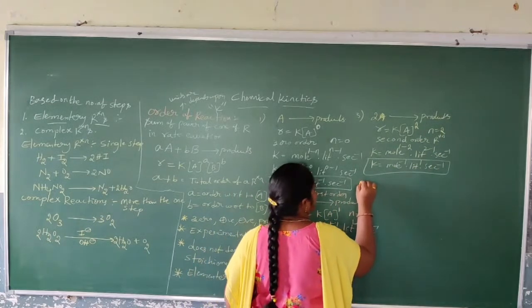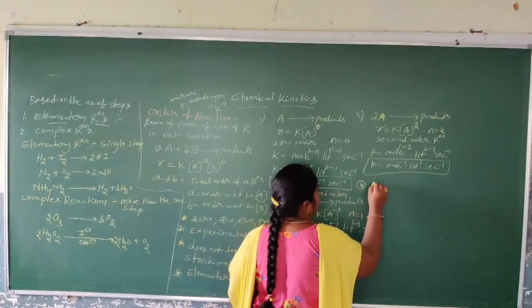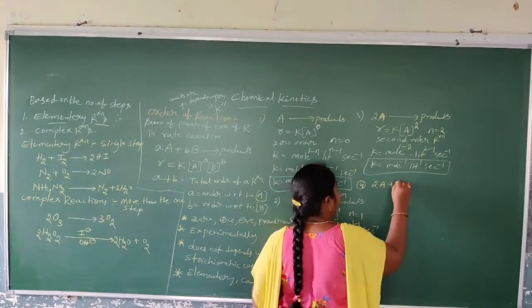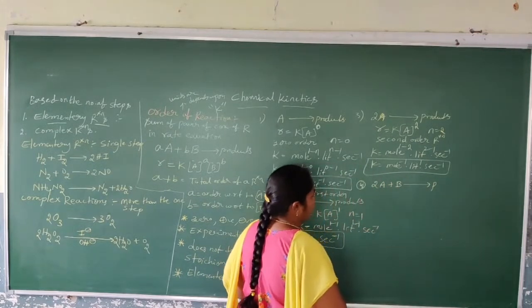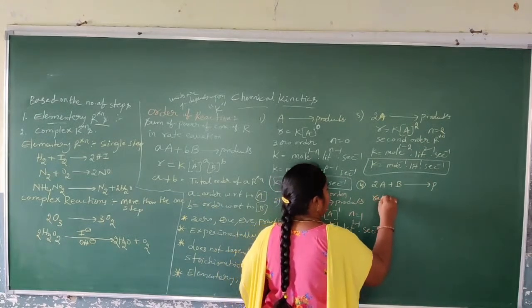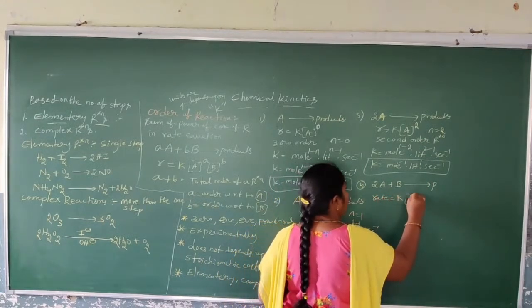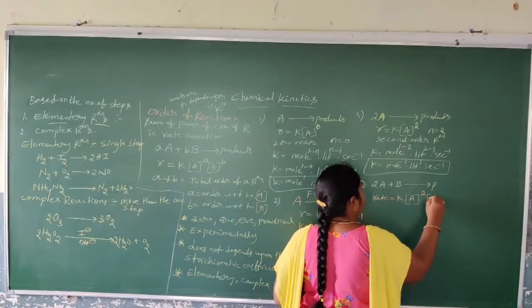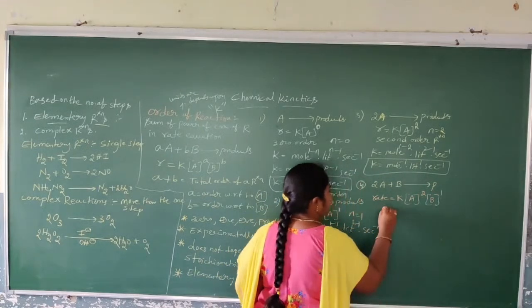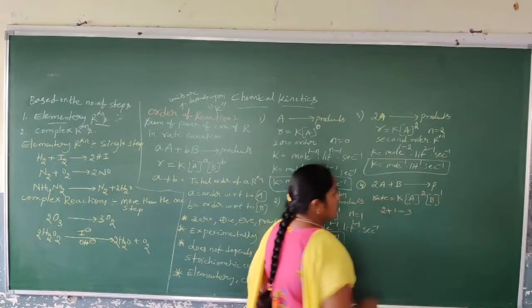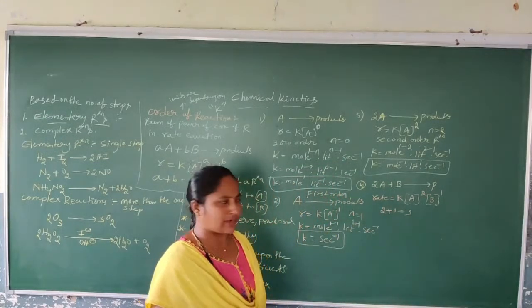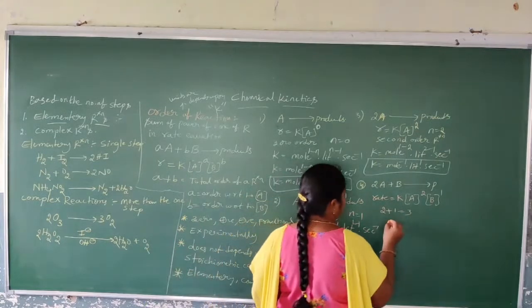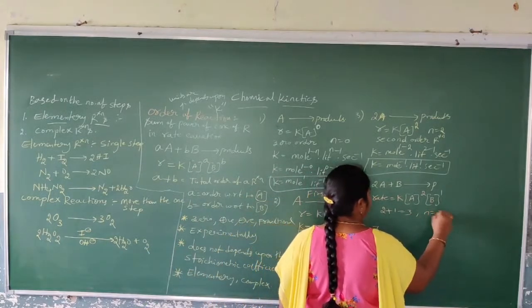Third order reaction. The next example is third order: 2 moles of A react with 1 mole of B to form the products. For this, how can we write the rate? Rate is equal to K into A to the power of 2 into B to the power of 1. What is the sum here? 2 plus 1 is equal to 3. So what is the order of the reaction? 3. The sum of the powers of concentration of reactants is known as the order of reaction. So we have to take n as 3.